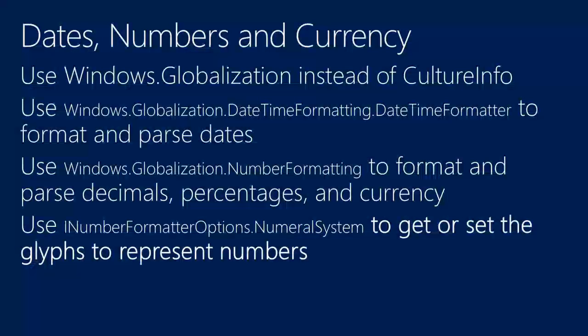You can still somehow use it if you're building a .NET app, a XAML app. But if you're using a JavaScript application that depends on WinRT, you will not have access to the culture info class, and you will have to use the Windows.globalization namespace instead. With the Windows globalization namespace, you have date time formatting. The date time formatting class can be used for formatting strings or parsing strings.